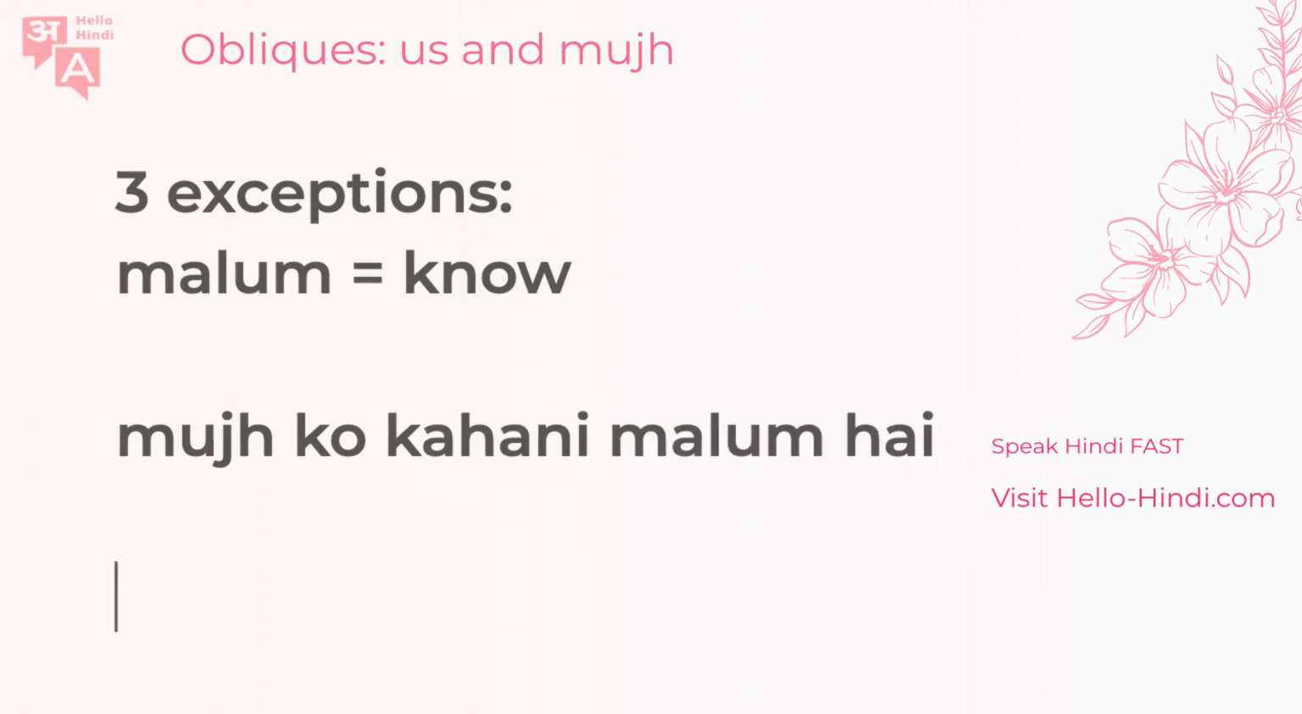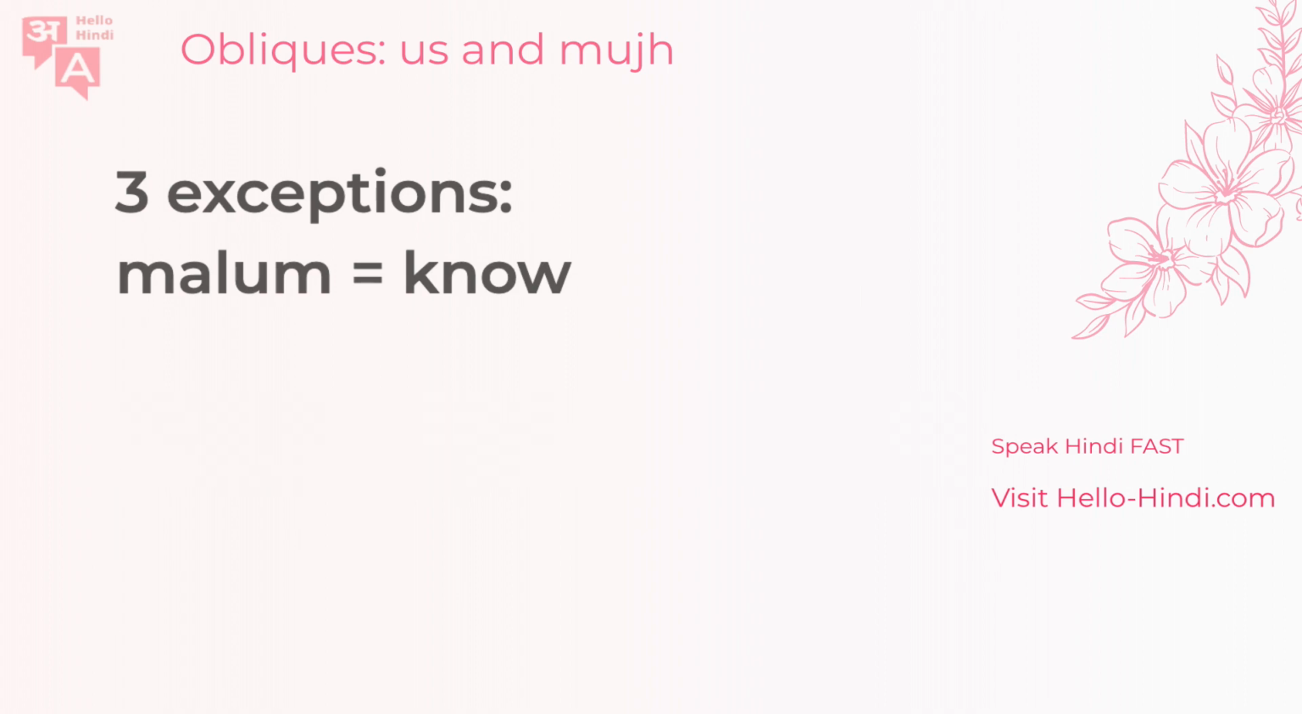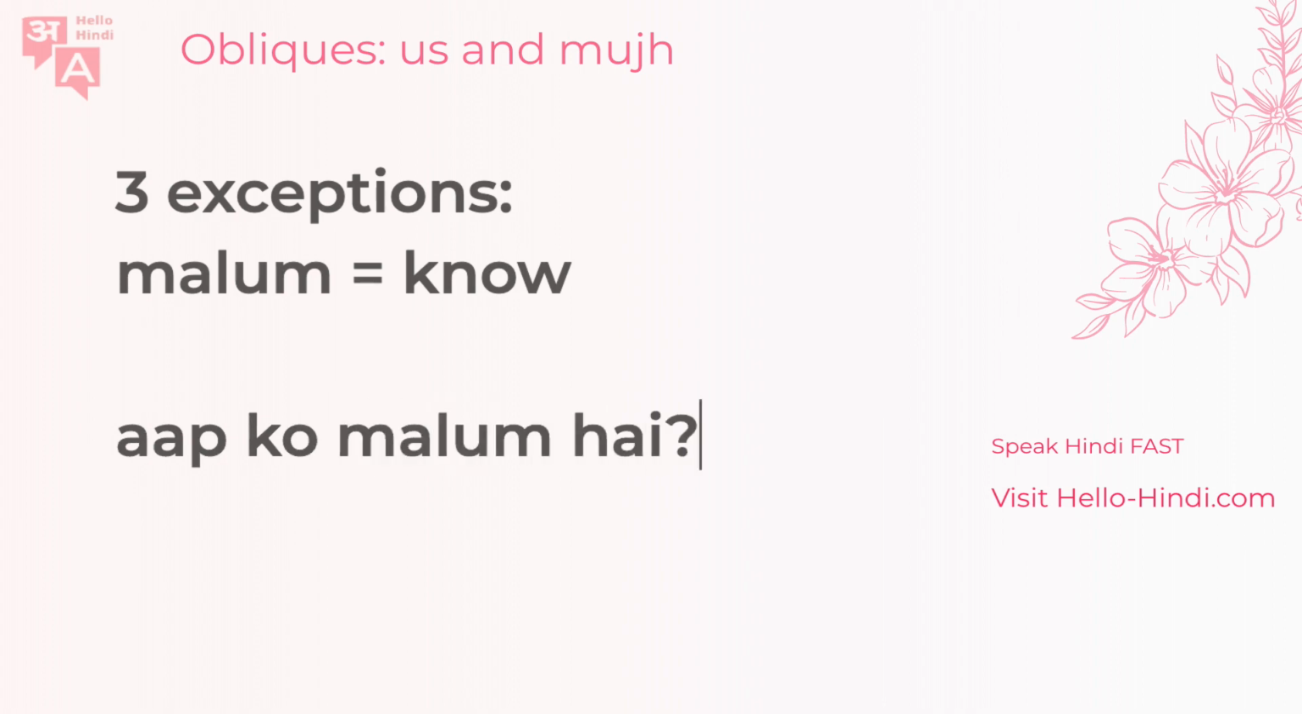How can you say you know? You want to use the ko idea again, the oblique at the start. Remember, these are the three exceptions. It's different than the other sentences that we've done, but very common. Aapko malum hai? You know. Do you know this? Aapko malum hai? Do you know this part? And then you want to say aapko kya malum hai? What do you know?